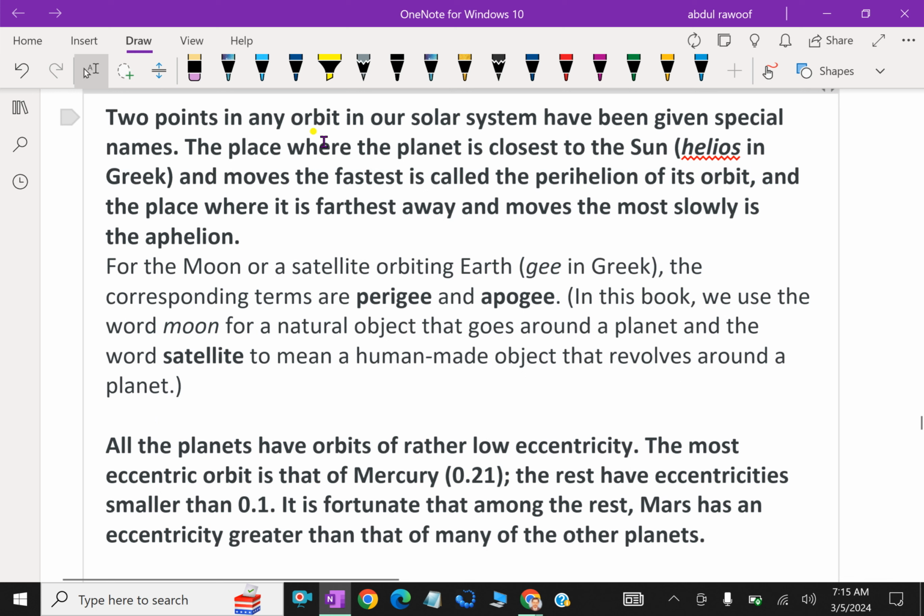Two points in any orbit in our solar system have been given special names. The place where the planet is closest to the sun and moves the fastest is called the perihelion of its orbit, and the place where it is farthest away and moves the most slowly is called the aphelion.